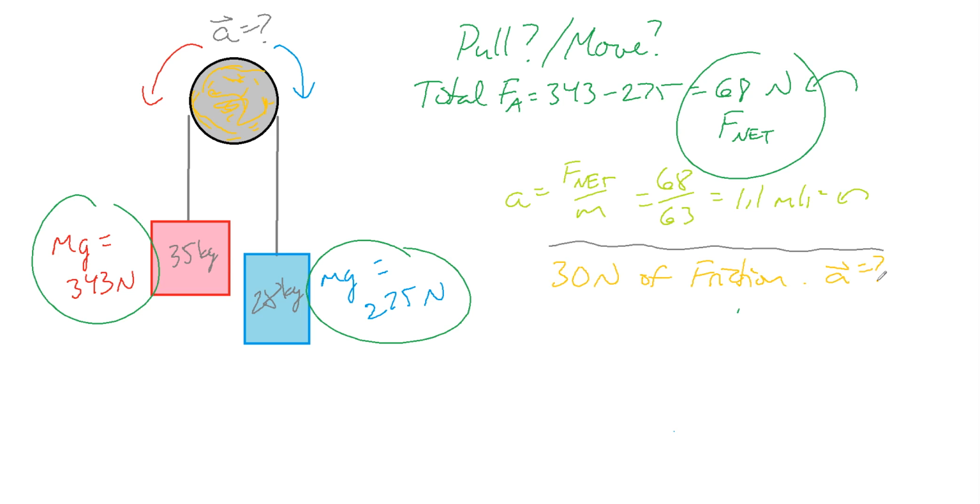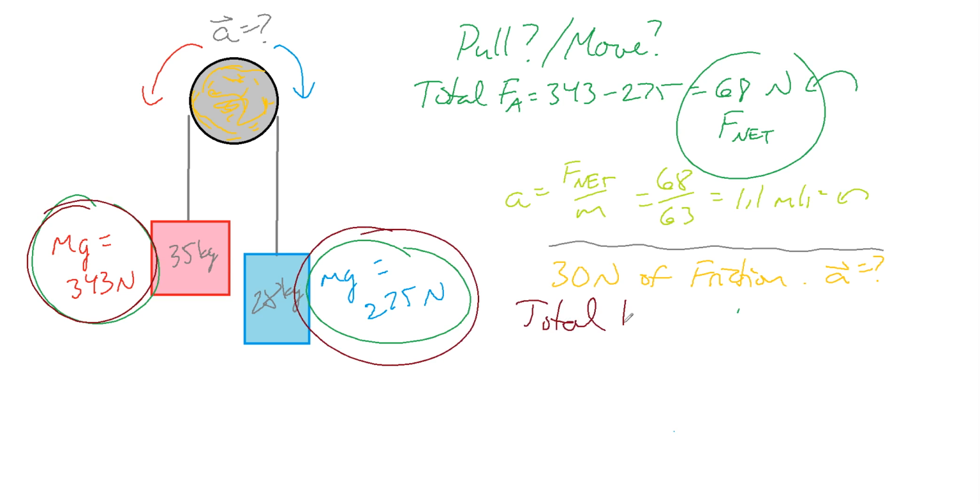Well, same type of thing as before. There's not much difference here. I would still need my mg's, which I found at the beginning. That's no big deal. My total applied force is still going to be 68 newtons towards the left. That's how much is trying to move it. So naturally, what's trying to move it? That's what I asked myself.